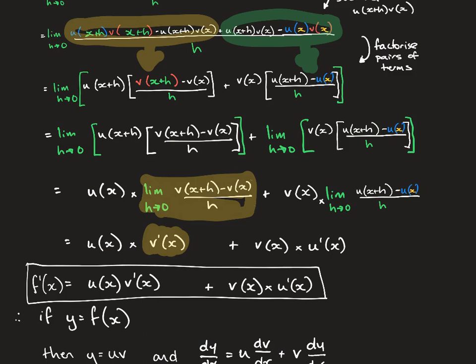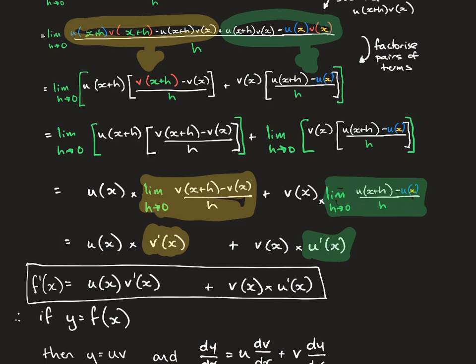And then I do the same thing with the second term. I find the limit of v of x, which when you substitute h as 0 is just v of x, and then multiply that by the limit of this second term. And the limit of that second term, same deal, this bit here becomes u dashed of x.